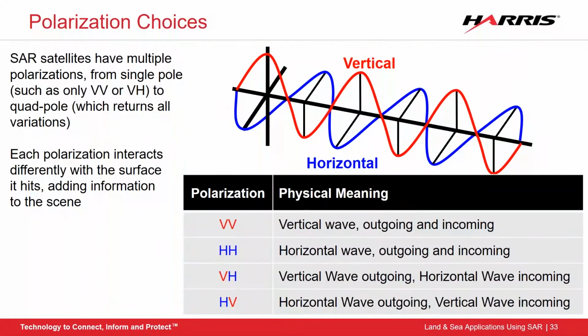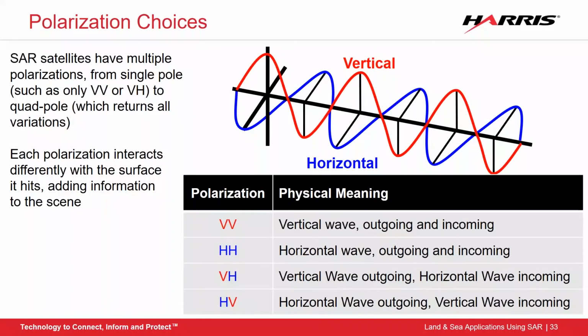By that, we mean that if a wave leaves the satellite and it is oscillating up and down or vertically, then hits an object on the ground, and returns with the beam oscillating vertically again, then you have VV, or vertical-vertical polarization. When the polarization is VV or HH, which is horizontal-horizontal, it is called copolarized. And when it is VH or HV, vertical-horizontal and horizontal-vertical, it is cross-polarized.